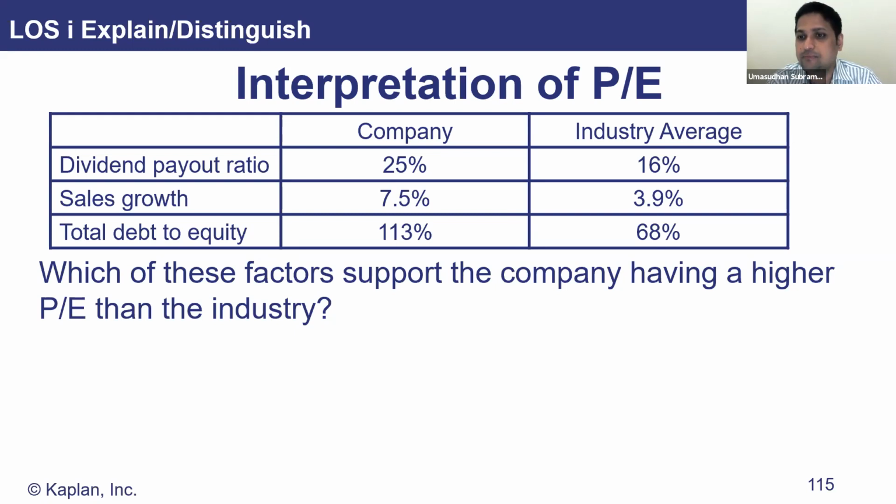Number three, the debt to equity ratio of the company is higher than the industry average. So what does this mean?